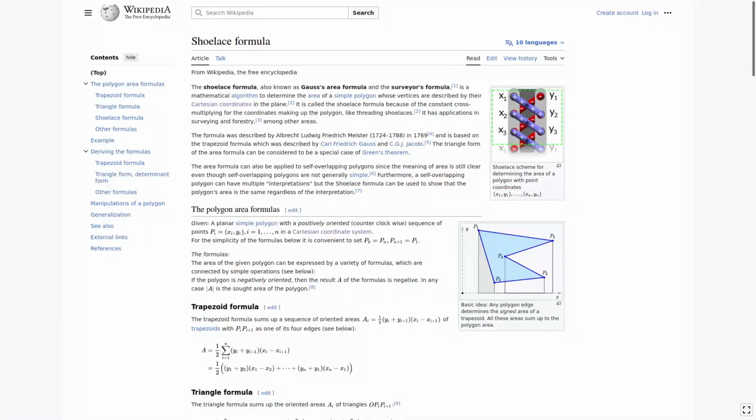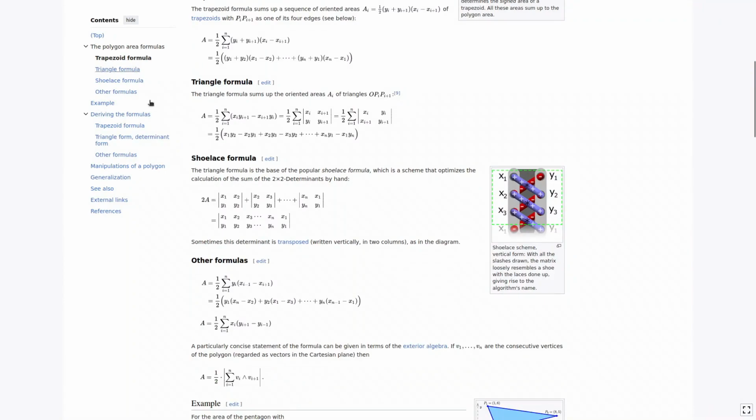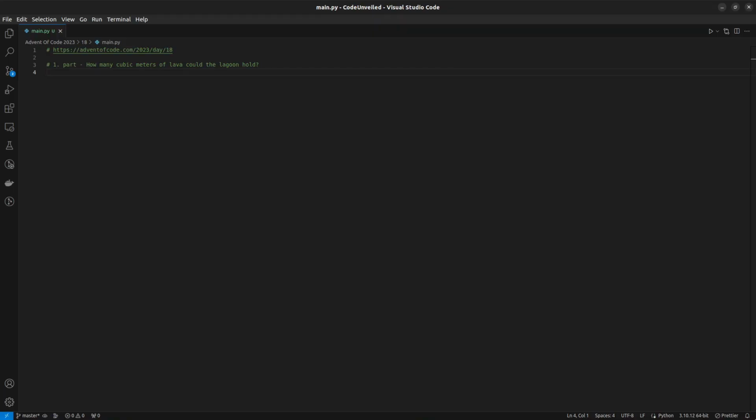Here the shoelace formula comes in handy. It is a mathematical algorithm to determine the area of a simple polygon whose vertices are described by their Cartesian coordinates in the plane. One way of calculating the area is using a triangle formula. A equals 1/2 of a sum of x_i times y_(i+1) minus x_(i+1) times y_i. Now we have all the ingredients to solve this puzzle.